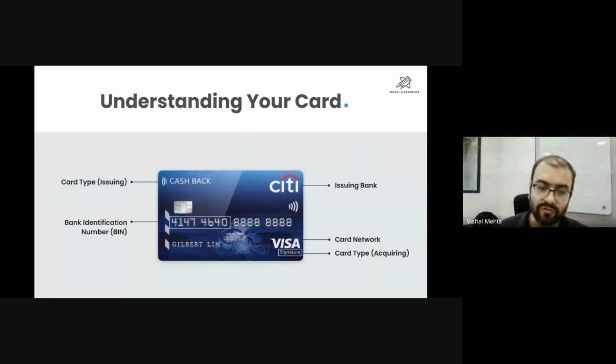Which is why most merchants will store the first 6 digits or the first 8 digits of the card, depending on whether they have PCI compliance or not, which we will get into at a later stage. What you are seeing here as card type, of course, this is the card network, and then the card type signature. This is the acquiring card type, and we will talk about the significance of the acquiring card type as we move towards the cost of payments as well.